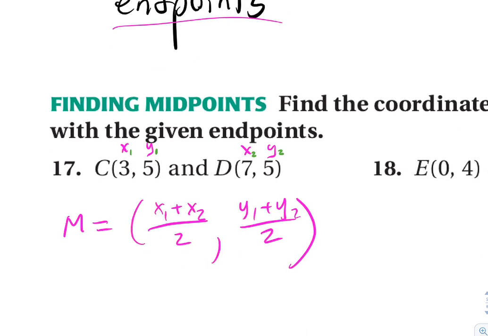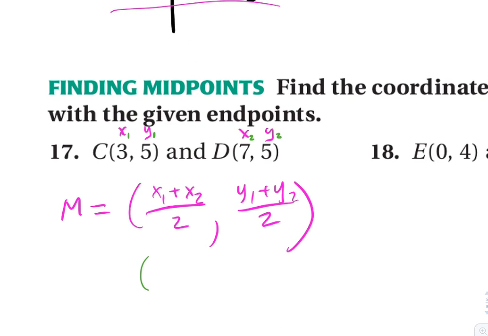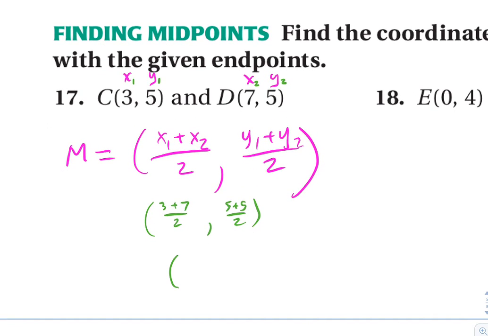Okay, so then what I do is I just plug it in. So down here, that would be x1 plus x2, that's 3 plus 7, divided by 2, comma, y1 plus y2, so 5 plus 5, divided by 2. So without any conceptual reasoning here, just using the formula, I get 10 divided by 2, 10 divided by 2, or 5 comma 5. So my midpoint is at 5 comma 5.